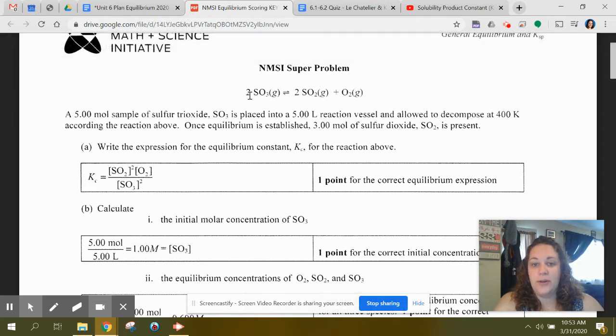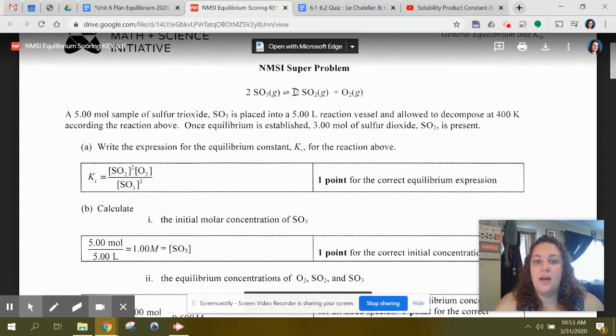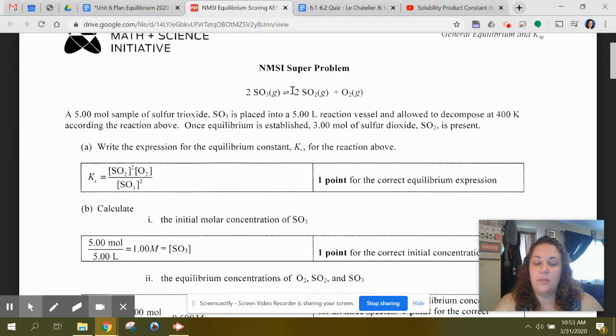All 3 of those are appearing in this equilibrium expression because they're all in the gas phase. If anything was a solid or liquid, it would not appear. So just keep that in mind. You're using the coefficients as your exponent for the concentration or the molarity in your equilibrium expression.